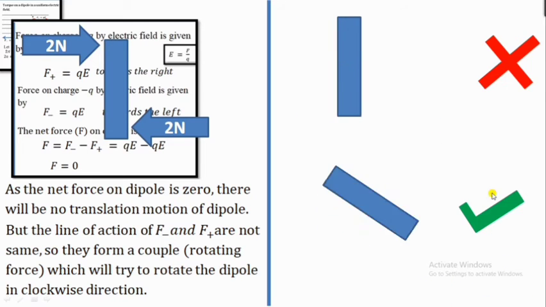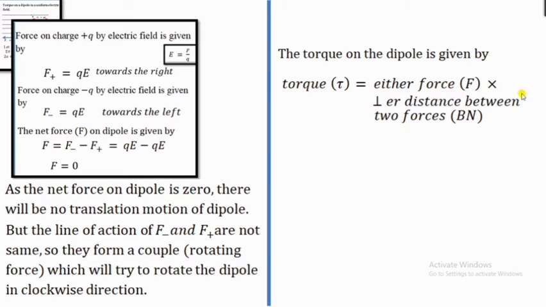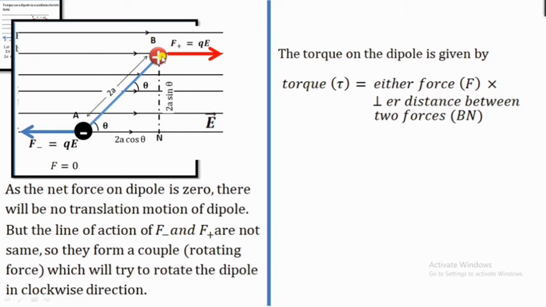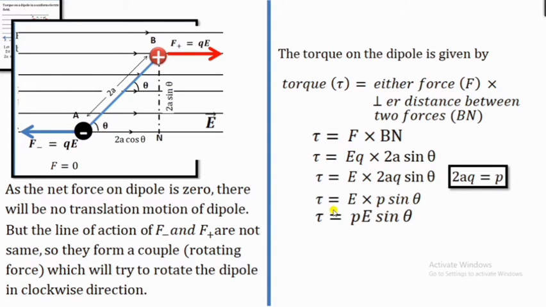So the expression of this torque will be given by this. Torque is equal to either force into perpendicular distance between two forces, and you can see the perpendicular distance between two forces is BN, and this BN is given by 2a sin theta, and the force is EQ. I will multiply this Q here, and 2aQ is the electric dipole moment P. Now I will replace this 2aQ by p. Now torque is pE sin theta. Now in vector form, as the torque is a vector, we can write the vector equation.